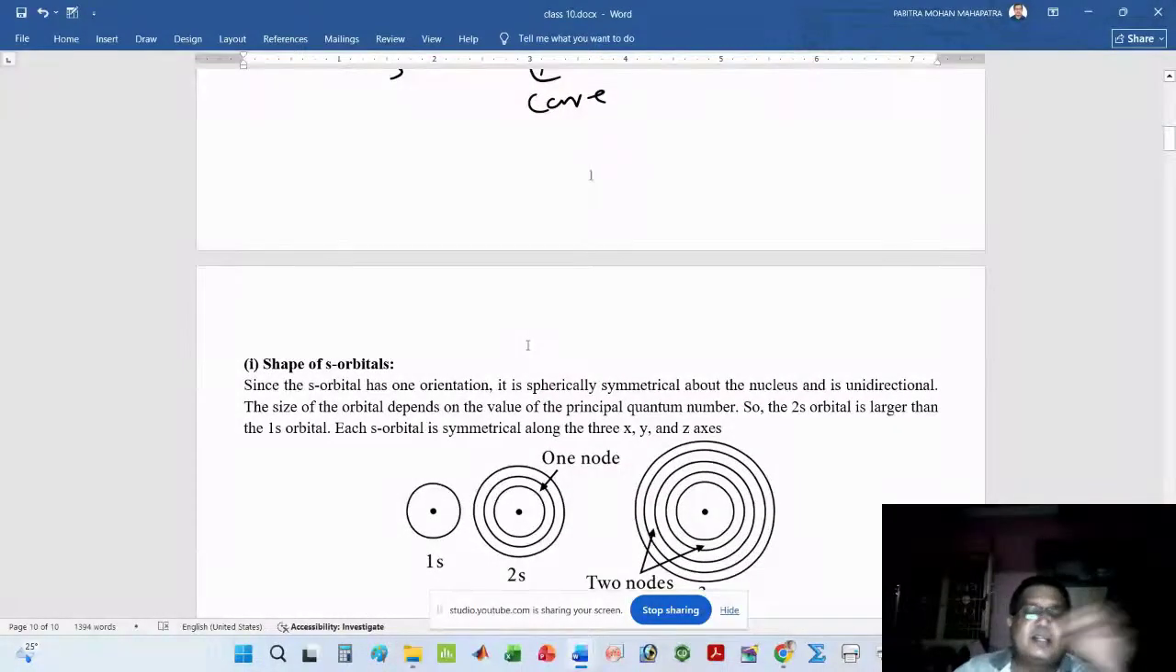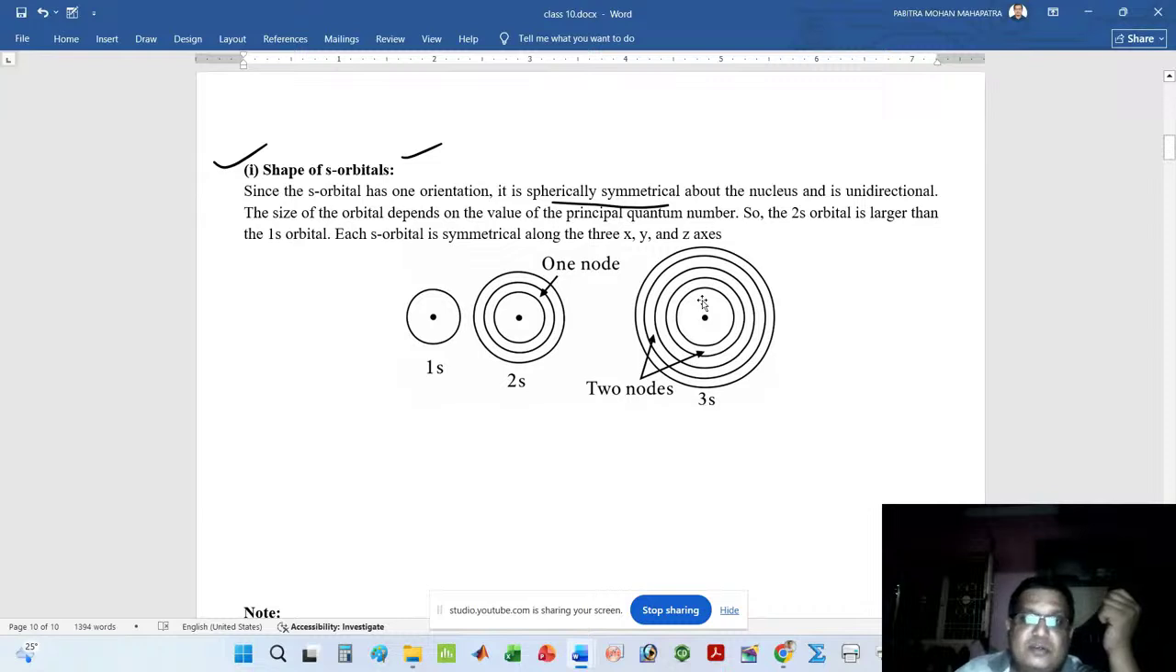Let me explain the first orbital, that is the s orbital. What is the shape of the s orbital? Remember, already discussed in quantum numbers. The shape of the s orbital is spherically symmetrical. Spherically symmetrical means, look at that. Suppose you think about these, these are the shapes of the s orbital. Look at that, all the shapes are spherical.